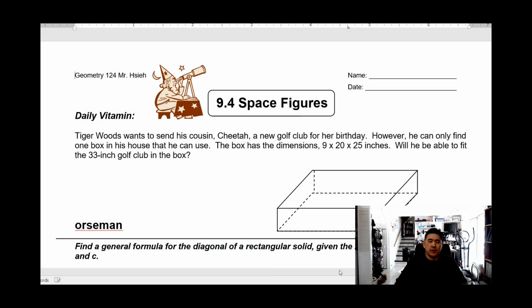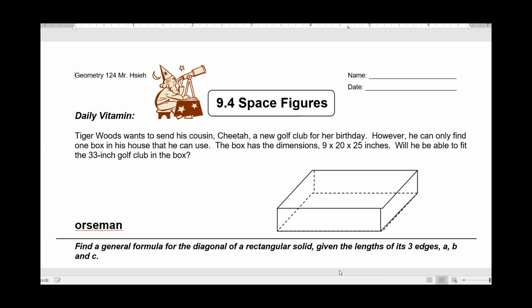Okay, in this next section, we're going to take a look at three-dimensional figures, and we're going to apply the Pythagorean theorem to these three-dimensional figures. So this very first problem here in the daily vitamin section you might want to take a look at, and maybe even pause and try this problem.